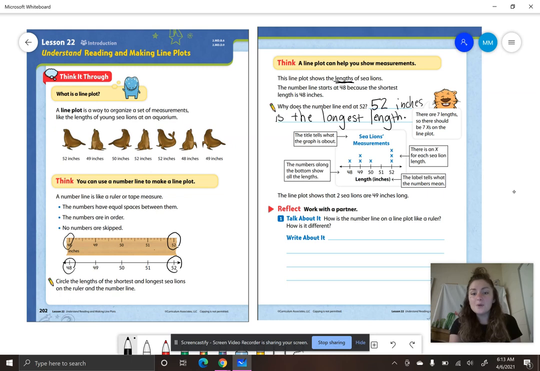Our number line shows the lengths that we are measuring. So we were measuring from 48 to 52. The X's are for each sea lion length, and the label tells what the numbers mean. So it's not 48 sea lions, it's 48 inches. It says the line plot shows that 2 sea lions are 49 inches long.